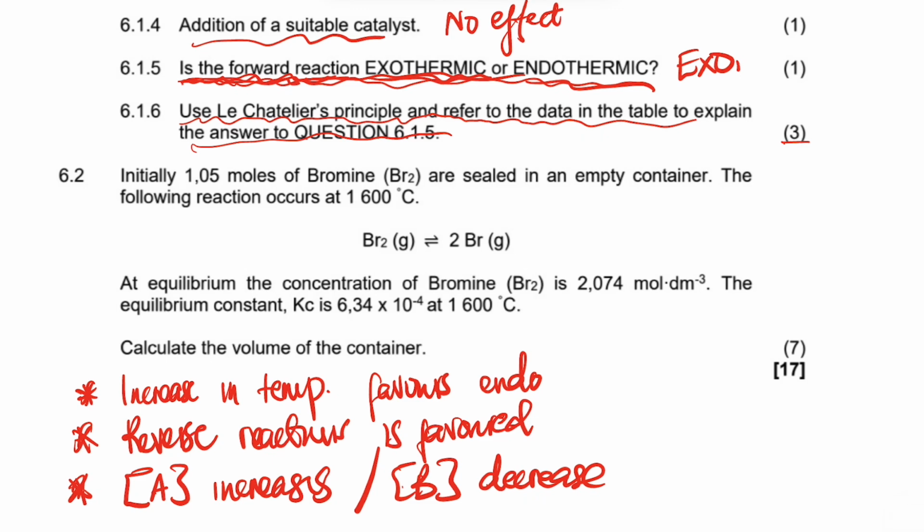Now in 6.2 it says initially 1.05 mole of bromine are sealed in an empty container. We're not told the volume of the container.